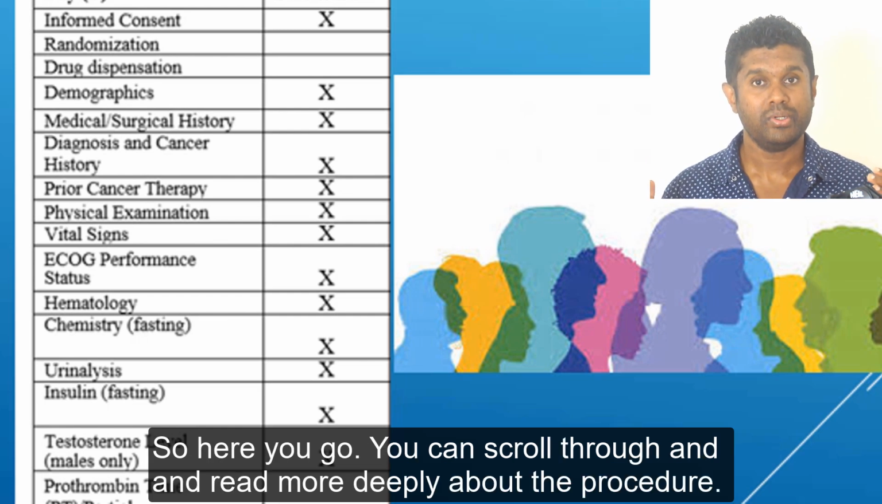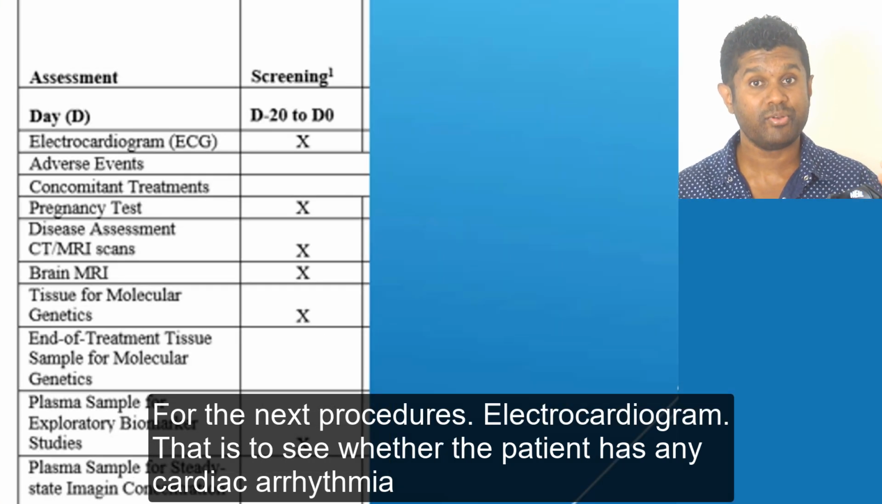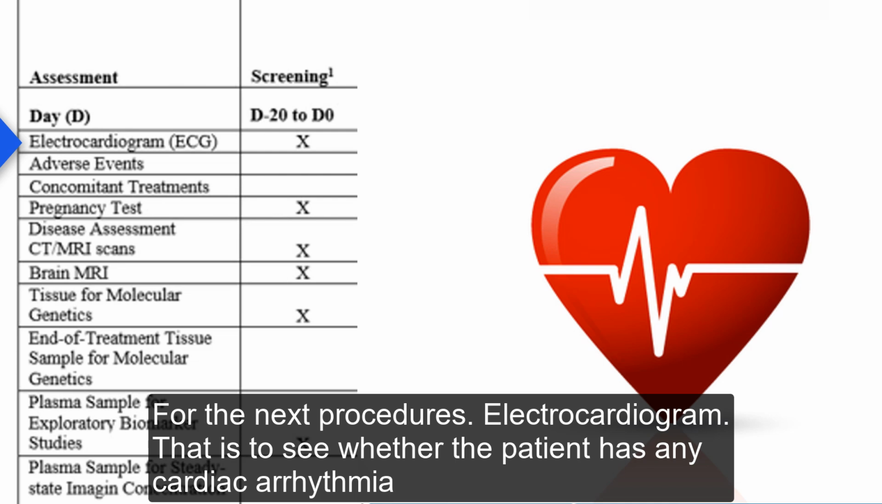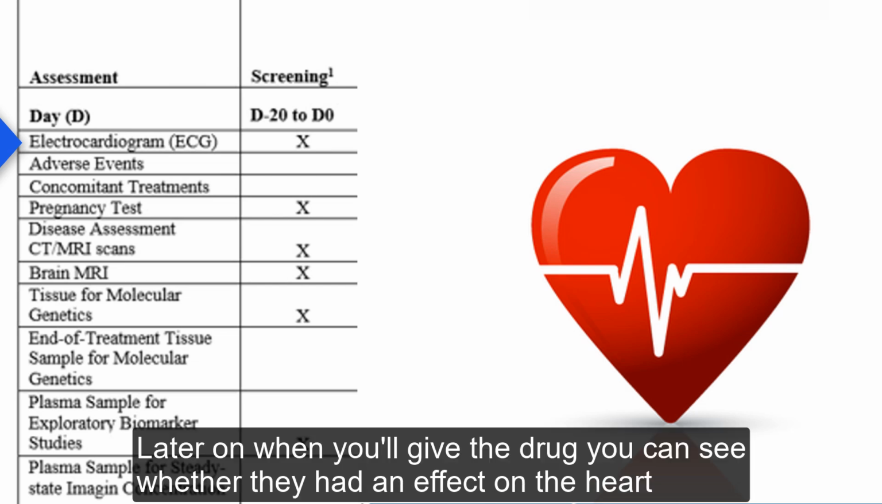So here you go. You can scroll through and read more deeply about the procedure. The coordinator will also be looking into these detailed procedures and planning out before the patient comes. So what are the next procedures? Electrocardiogram. That is to see whether the patient has any cardiac arrhythmia, or had any heart attacks. We do this as screening, so later on when you give the drug, you can see whether it had an effect on the heart, right?